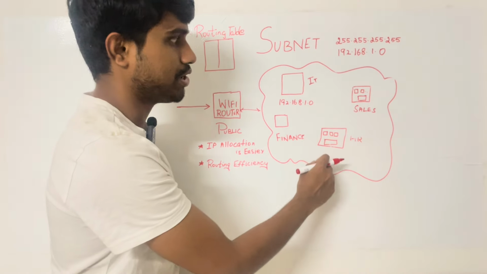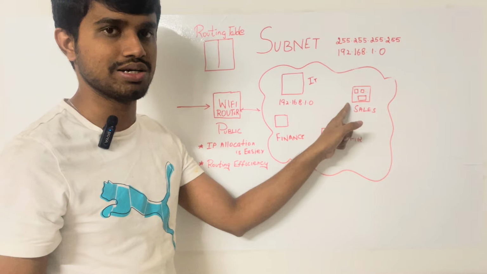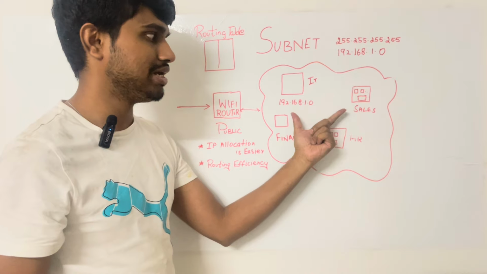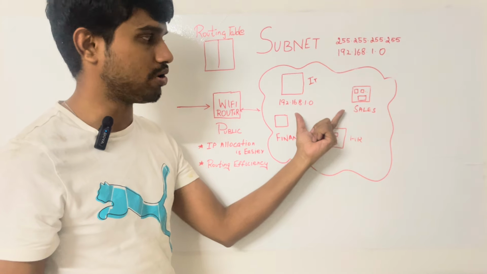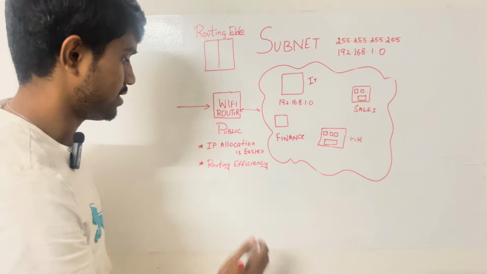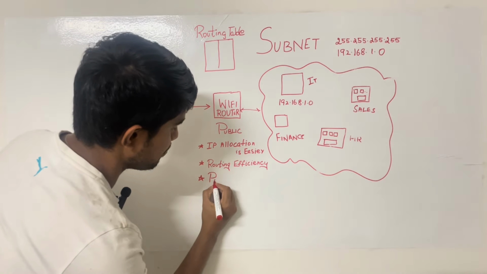If it has to send the details to all the systems, even though it doesn't care about these devices, because it is in the same network, it will be costly, as well as the traffic will always be high within your private network. So the second is routing efficiency. The third one is policy application.